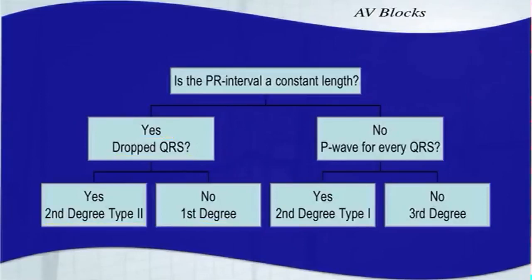Coming back to the top, we're going to ask again, is the PR interval a constant length? If it's not a constant length, we're going to say, do we have a P wave for every QRS complex? If you do, it's a Mobitz 1, a second degree type 1. If you don't, it's a third degree AV block. Because remember, even though we have dropped beats with the Mobitz 1, we still have a P wave for every QRS complex that exists. I would ask you to write this down or draw it on a piece of paper and try to use it as you look at different types of AV blocks.